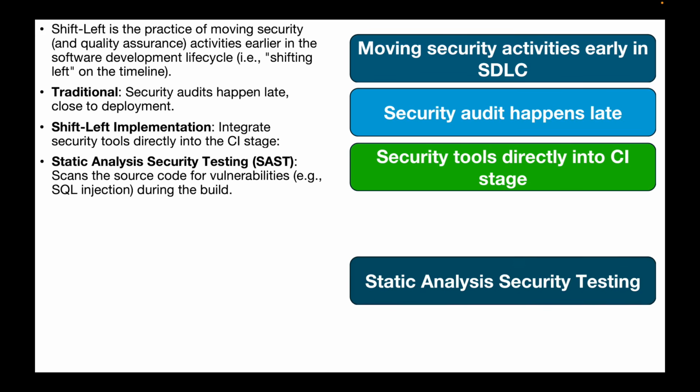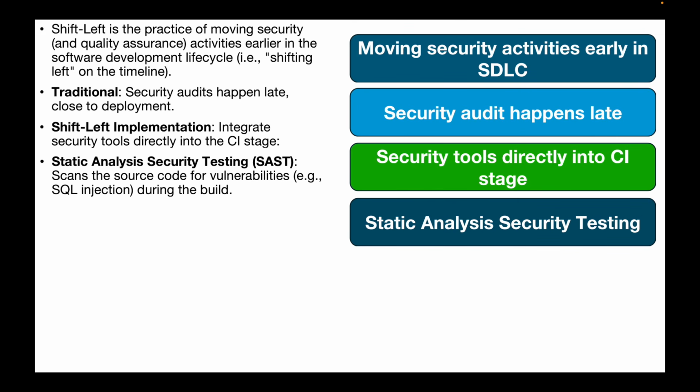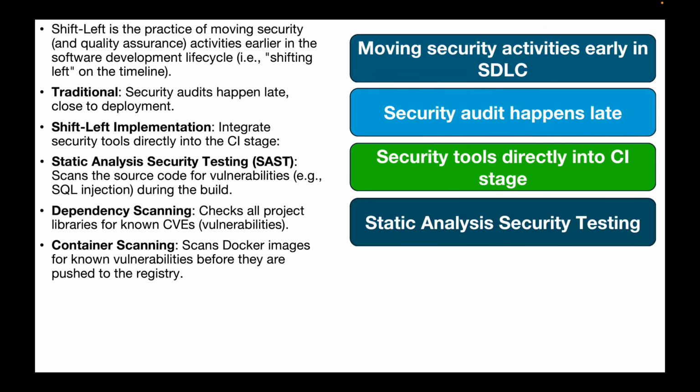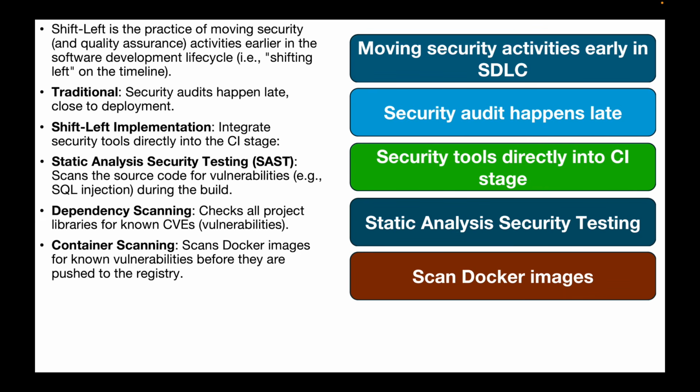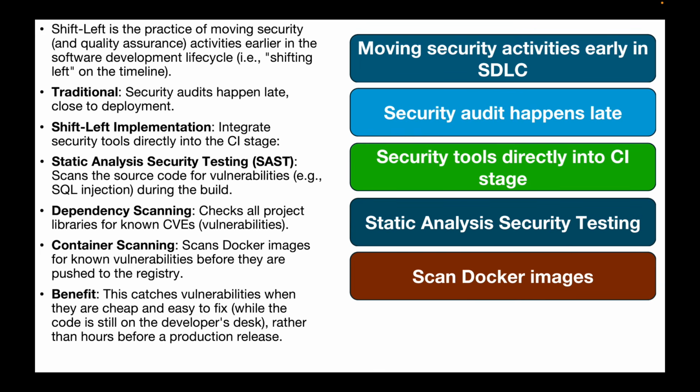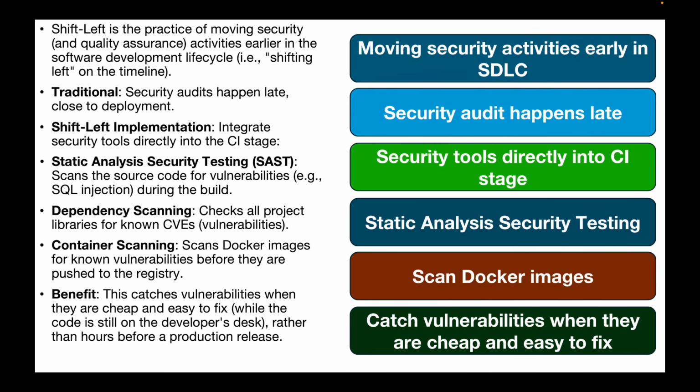You can use tools like SAST, which is your static application security testing. So we can use this to scan the source code for vulnerabilities during the build. Then you can use dependency scanning. So check all the project's libraries for known CVEs, and then container scanning. So scan Docker images for known vulnerabilities before they are pushed to the registry. The benefit of this is that this will catch vulnerabilities when they are cheap and easy to fix, while the code is still on the developer's desk rather than hours before a production release.